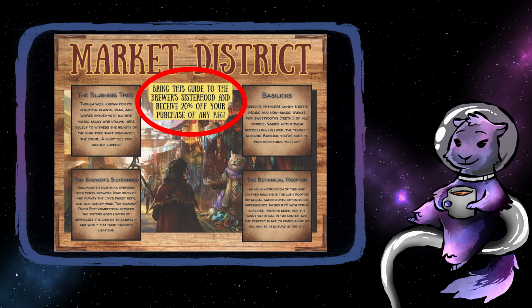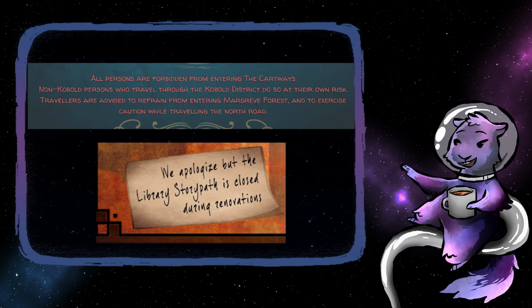Warnings are also bait. The Zobeck guide tells visitors to stay out of the cartways, and the Mosadz guide regretfully informs readers that the library's story path is closed for renovations. It is a fact of science that being told they can't go somewhere is the fastest way to get a party to go there.